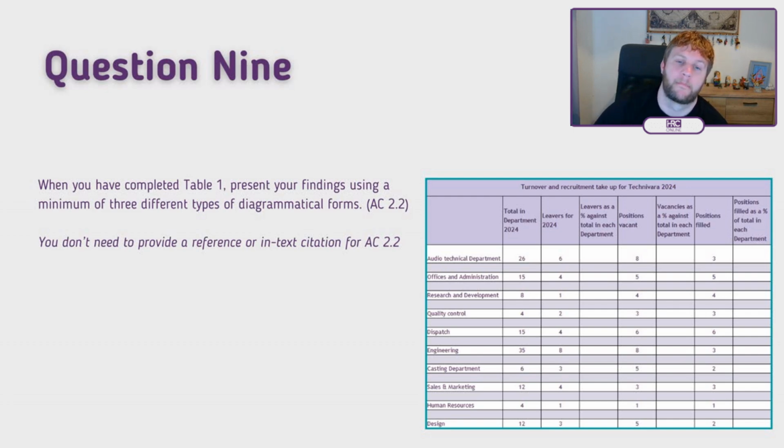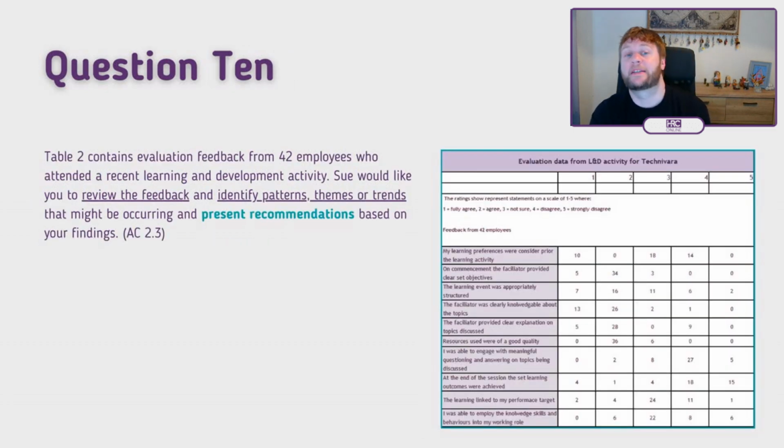I promise. Now, the second part, Table 2, contains evaluation feedback from 42 employees who attended a recent learning and development activity. Sue would like you to review the feedback and identify patterns, themes, or trends that might be occurring and present recommendations based on your findings. So, evaluation data: 1, people fully disagree; 5, people strongly agree. Look at where people fully agree, look at where people strongly agree, look at where people are just in the middle. What do you see in this data?